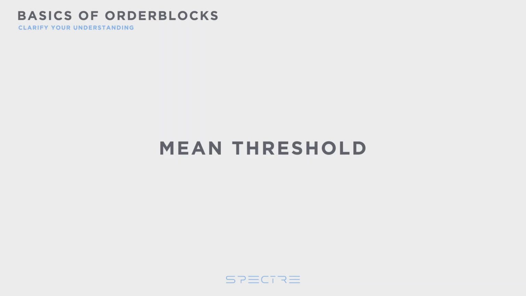The last concept I want to touch on is mean threshold, which is essentially just the 50% level of your order block range. So you might be wondering, what's so important about the 50% level? Well, price is very sensitive here, so ideally you wouldn't want a body closure past this level if you're anticipating the trend to continue. If the body closes past it, it would make your order block low probability and you would anticipate the order block to fail.